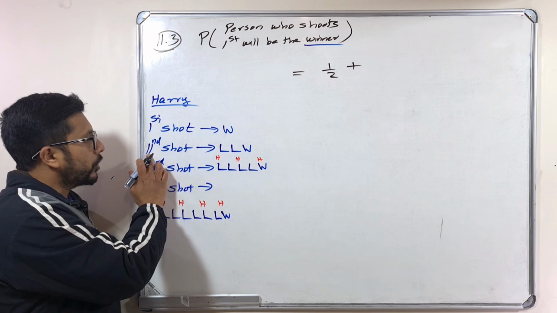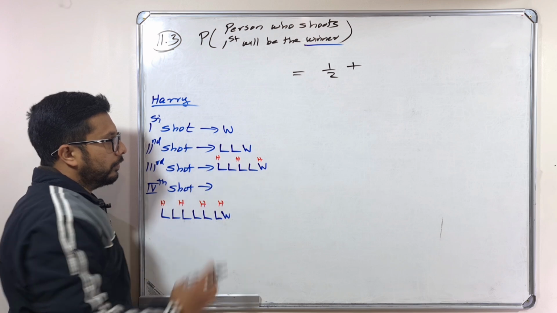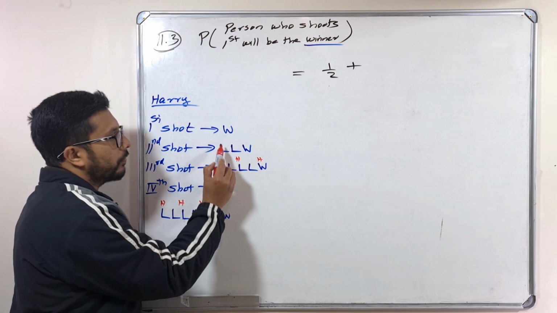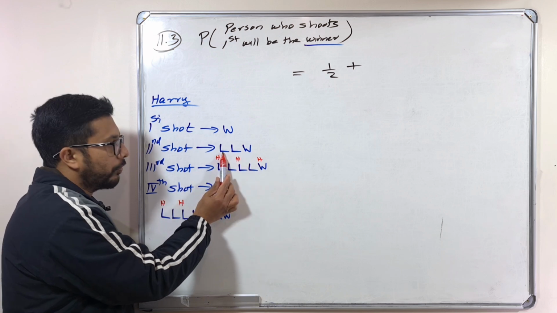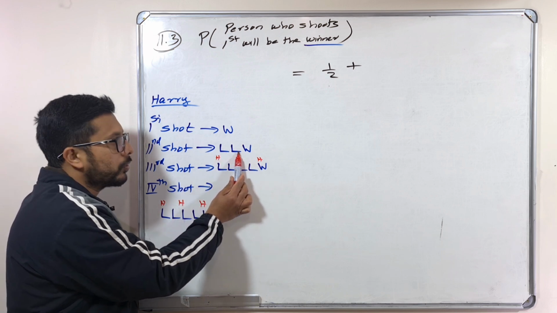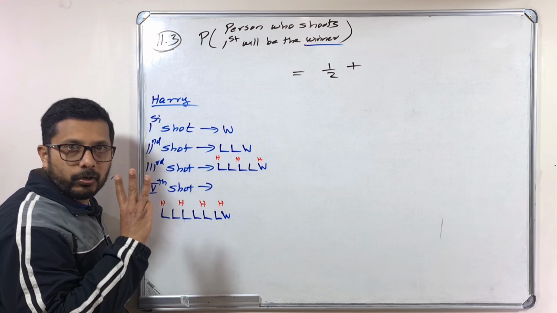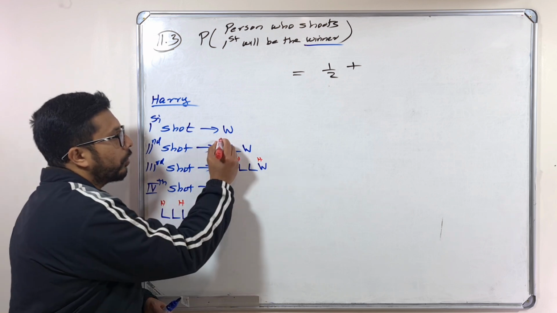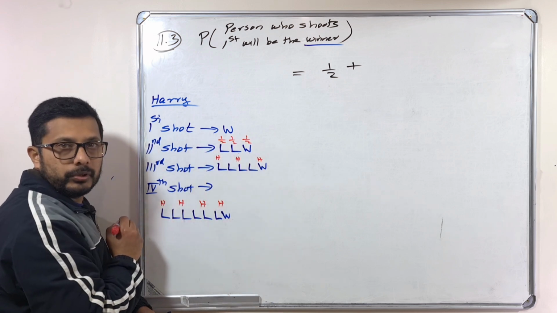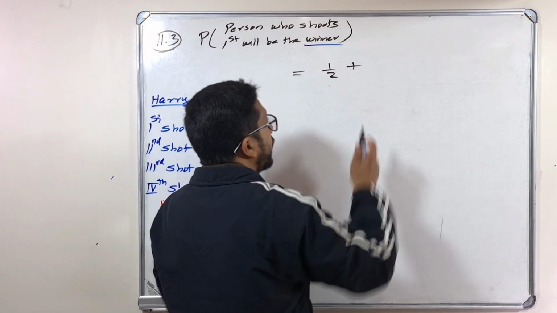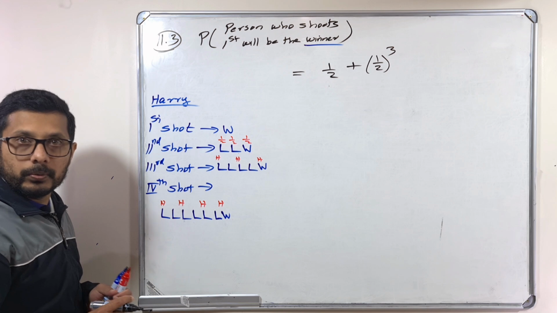Then the second shot, if Harry is the winner, what is the probability? Here it is 1 over 2, this is 1 over 2, this is 1 over 2. Lose is also 1 over 2 probability. Lose 1 over 2, lose 1 over 2. That means how many 1 over 2s are there? 3 of 1 over 2. Am I right? This is 1 over 2, this is 1 over 2 and this one is also 1 over 2. That means for the second shot, Harry wins, that is 1 over 2 raised to 3.